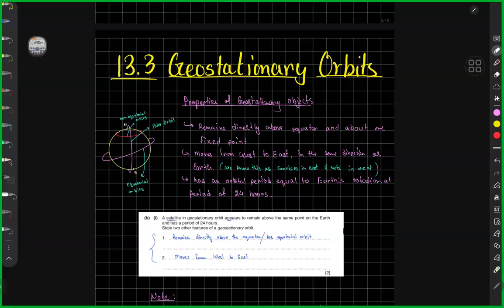It remains directly above the equator, as mentioned, above a fixed point. This one point, you all know. You have mastered this point by now. Second point.